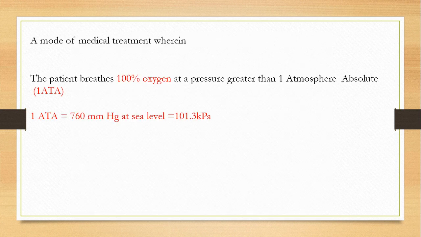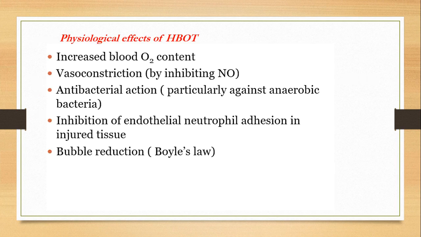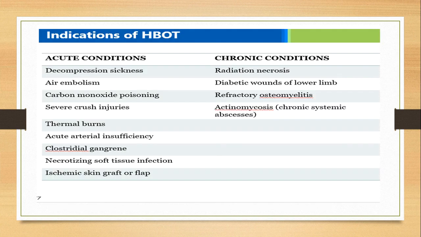Hyperbaric oxygen therapy is when the patient breathes 100% oxygen at pressures greater than 1 atmosphere absolute. So the physiological effects of hyperbaric oxygen therapy: there is an increase in the blood oxygen content. There is vasoconstriction because of the inhibition of nitric oxide. The antibacterial action also is there for HBOT. There is inhibition of endothelial neutrophil adhesion, and because of the bubble reduction, there is further relieving of the hypoxemia.